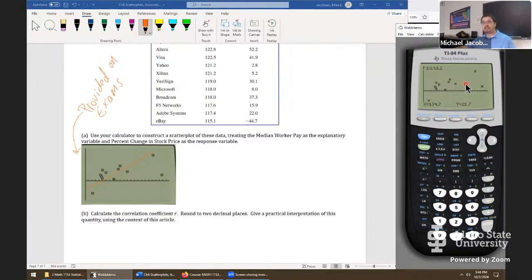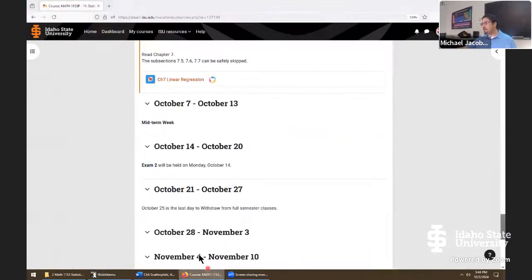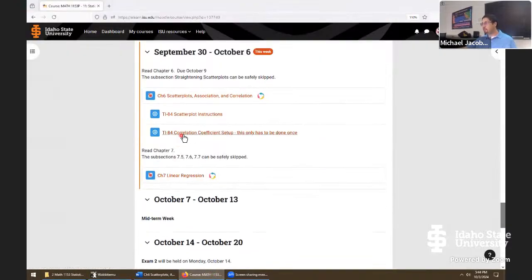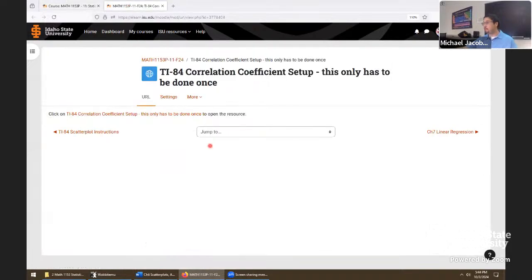To do that in the calculator, we go back to the stat key. These were the instructions I was trying to show earlier. But even if you do these instructions perfectly, your calculator may not actually give you the correlation coefficient. So let's go through this one-time setup one more time. We need to go back to this document right here, the TI-84 correlation coefficient setup. The nice thing about it is it only has to be done one single time.